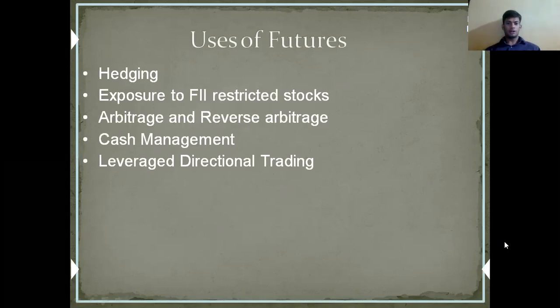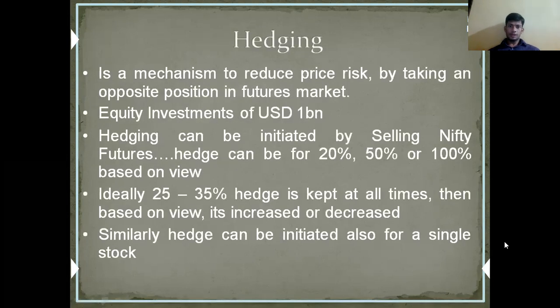Uses of futures: hedging, exposure to restricted stocks, arbitrage and reverse arbitrage, cash management, leverage, directional trading. Then what is hedging? It is a mechanism to reduce price risk by taking an opposite position in the future market. For an equity investment of a billion US dollars, hedging can be done by selling Nifty futures. Hedging can be 20, 50 or 100% based on view. Ideally, 25 to 35% hedging is kept at all times, then increased or decreased based on view.